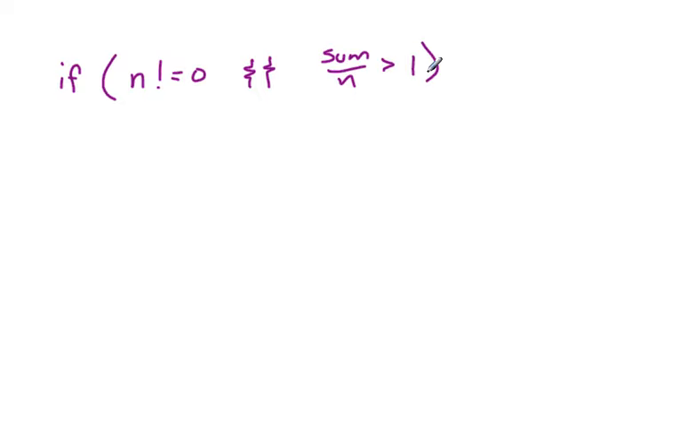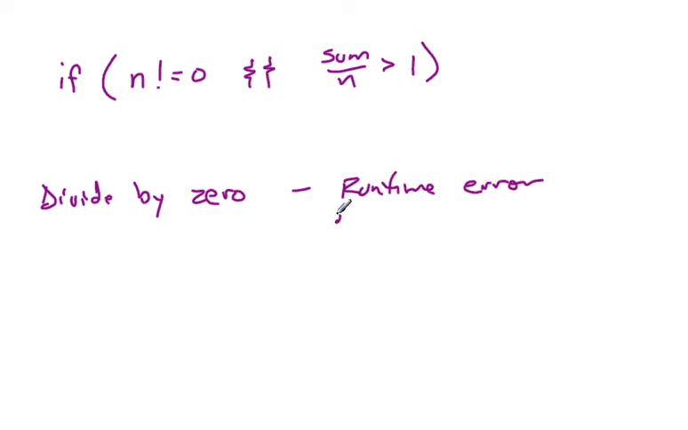Now, the other place where it really comes in handy is a situation like this. Let's say we had some variable n, and we were checking if n does not equal 0, and, so I'm using some Java notation, sum divided by n is greater than 1. Let's say we had some code like this. One of the things that can give you the biggest problems is divide by 0 errors. A divide by 0 is called a runtime error, and runtime errors are bad because a runtime error crashes your program. So you don't ever want to divide by 0.